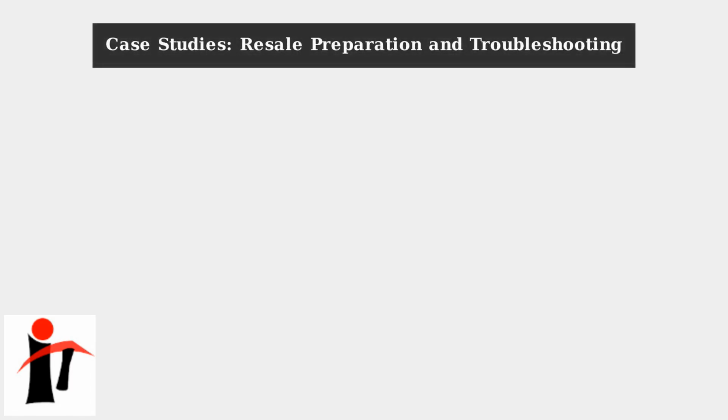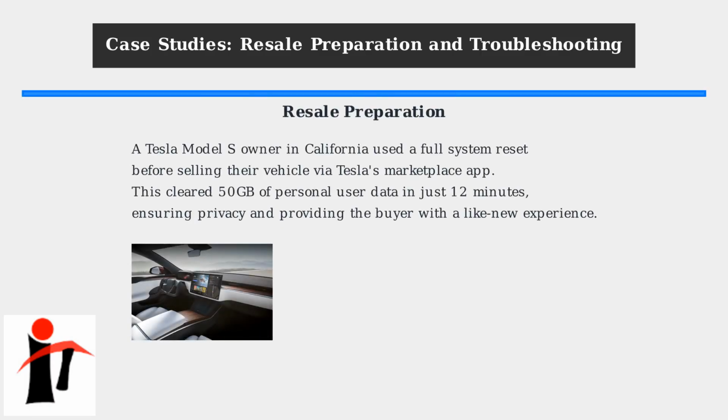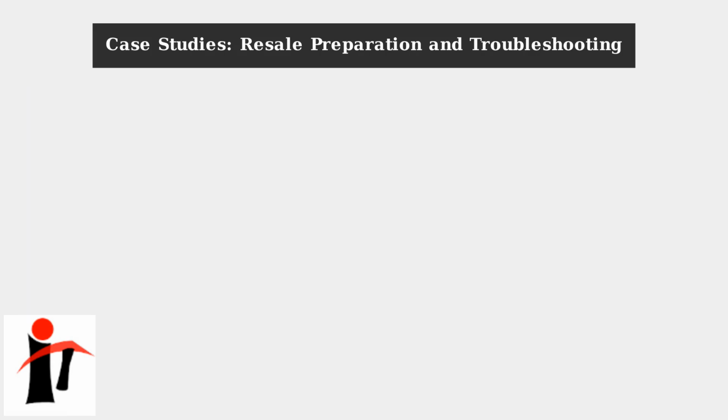Let's examine real-world case studies to understand the practical applications of Tesla factory resets. For resale preparation, a California Tesla Model S owner performed a full system reset before selling their vehicle through Tesla's marketplace. This process cleared 50 gigabytes of personal data in just 12 minutes, ensuring complete privacy and giving the buyer a like-new experience with no residual information.